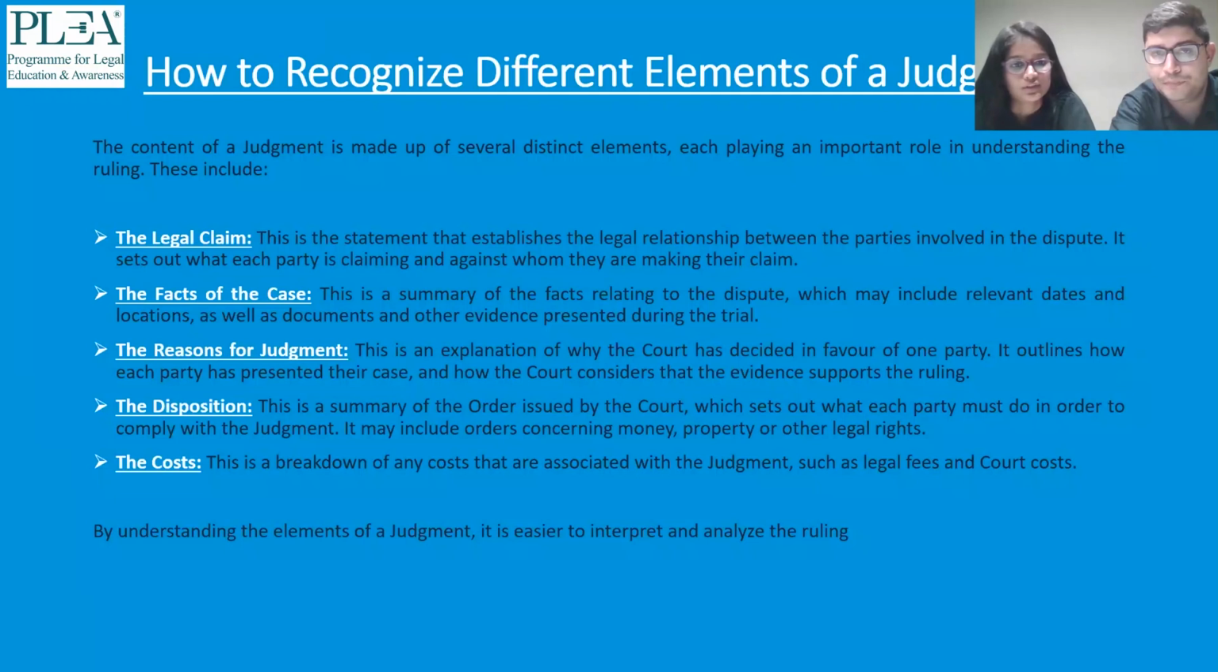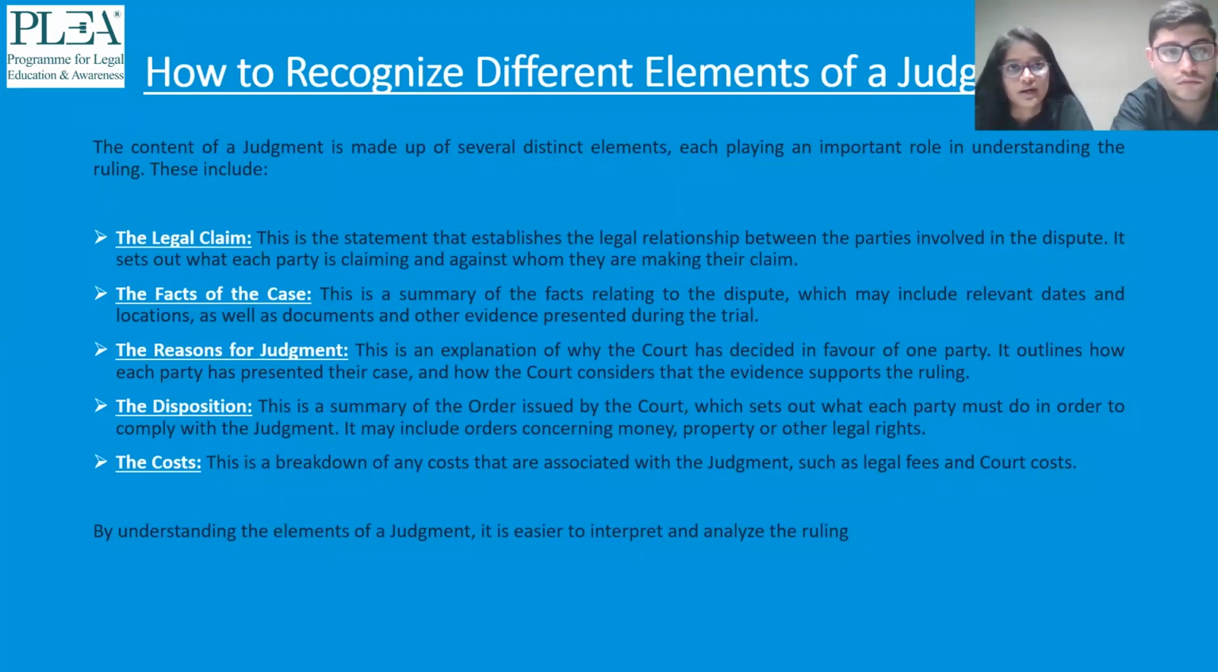The reasons of the judgment is the next point, which means that after going through the provisions of law and after having gone through all the cases that have been cited, the judge is supposed to give an explanation for him to arrive at a particular judgment. So reasoning will consist of this explanation, and it also outlines how each party has presented their case. The next is the disposition, which is the final verdict.